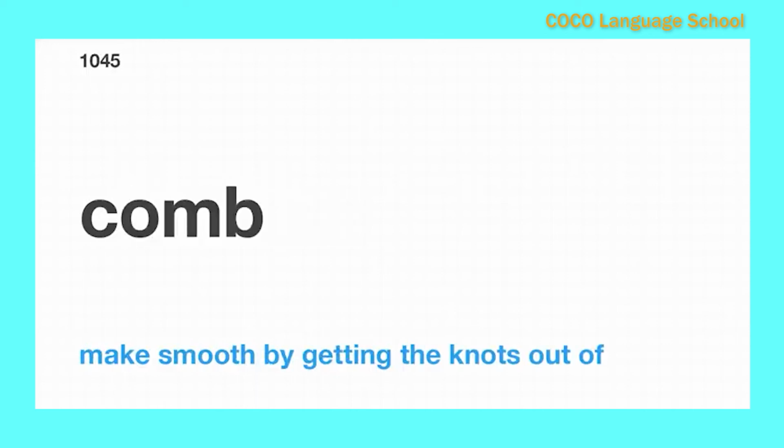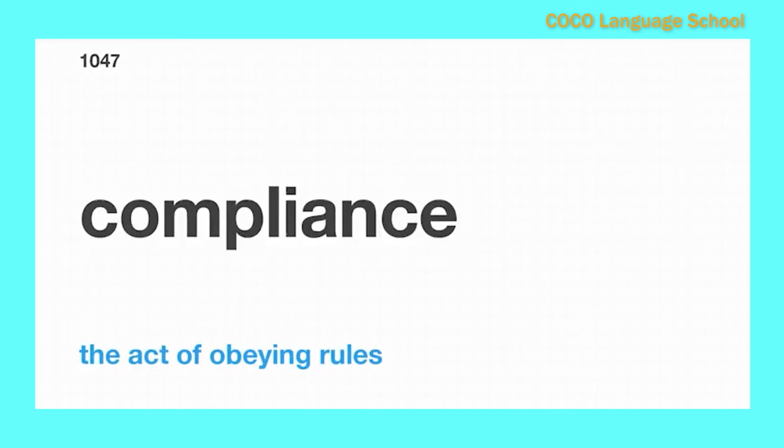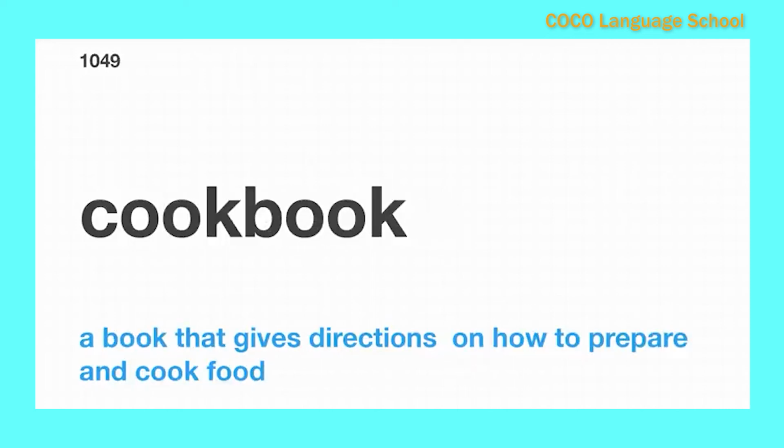Make smooth by getting the knots out of. Comb. To do something easily. Comfortably. The act of obeying rules. Compliance. A tightening or squeezing movement. Contraction. A book that gives directions on how to prepare and cook food. Cookbook.